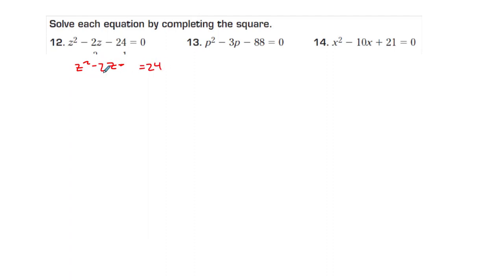Now take half of this and square it. Half of a negative 2 is a negative 1. Negative 1 squared is going to be a plus 1. So I'm going to add 1 there also to keep the balance. If you add to one side, you got to add to the other side, same thing. This is going to factor into x minus 1 times x minus 1.